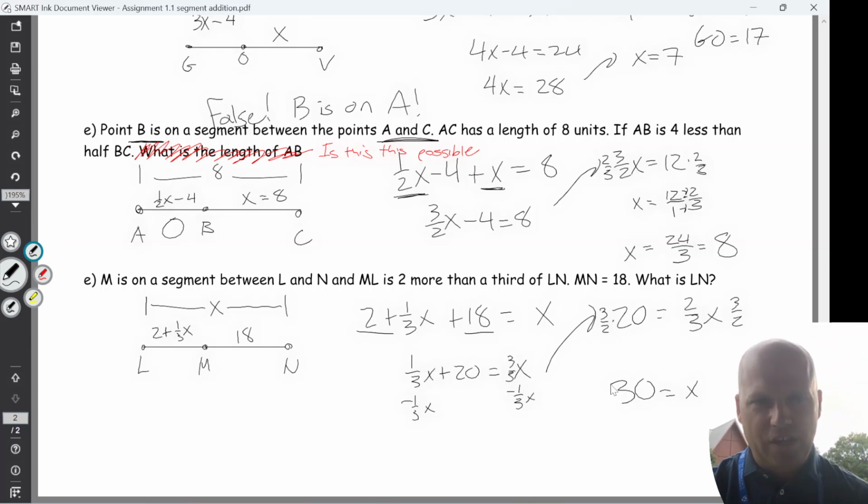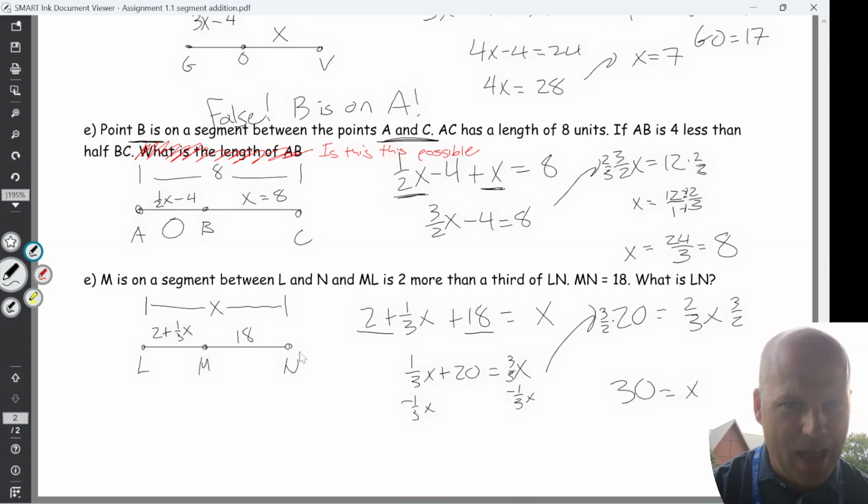That works out perfectly. So that means MN is 18. LM will have to be 12. So that 12 plus 18 equals 30. I love that question. That's my favorite question of the day. Probably do more questions like that. Warming up for next class.